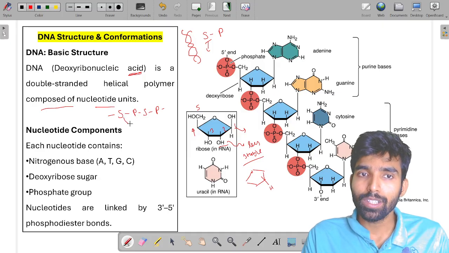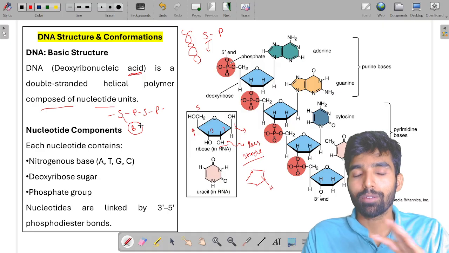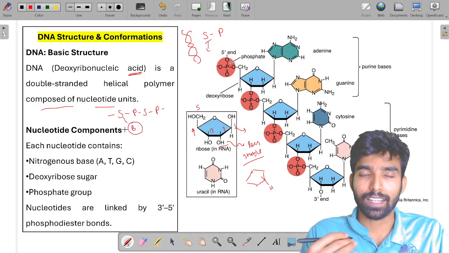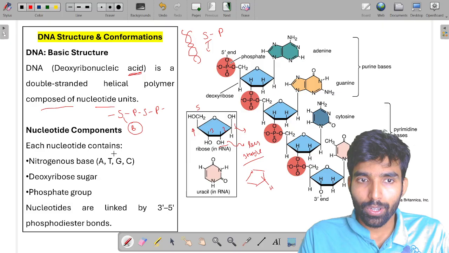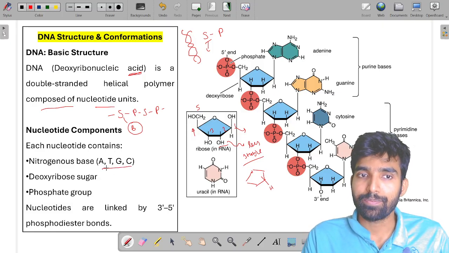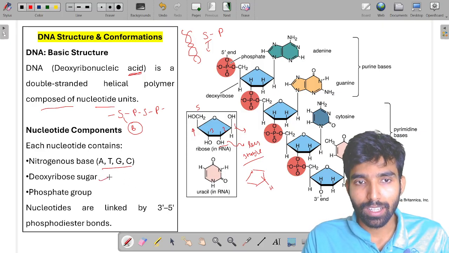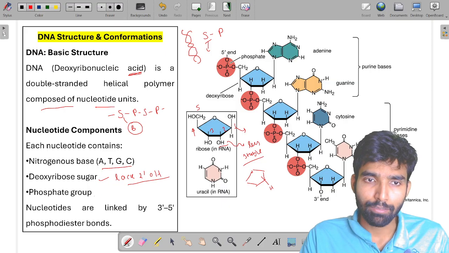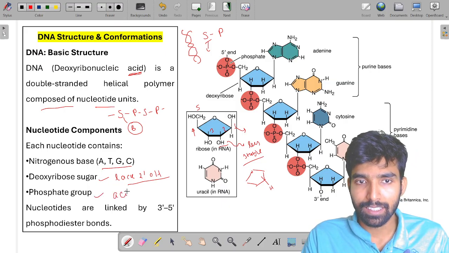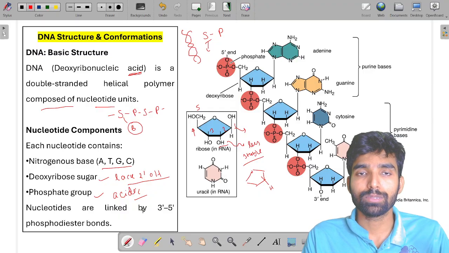And then with the sugar, some nitrogen bases are attached. Then these bases form hydrogen bonds or base stacking, that will come later. In case of DNA, we have 4 different kinds of nitrogenous bases: A, T, G, C. A means adenine, then thymine, guanine, cytosine. These all have deoxyribose sugar, which means they lack 2' OH. They have a phosphate group, and because of this, it's acidic. You just write down: the phosphate group is responsible for the acidic nature of DNA.